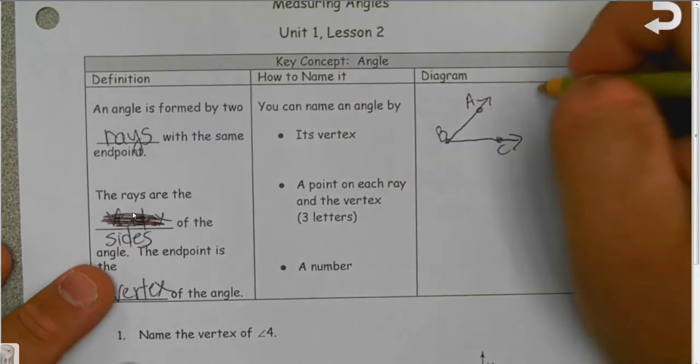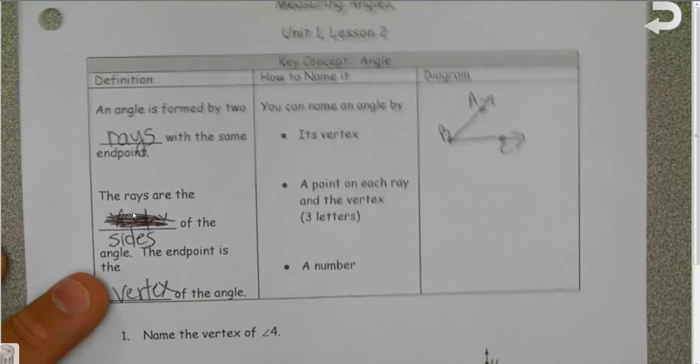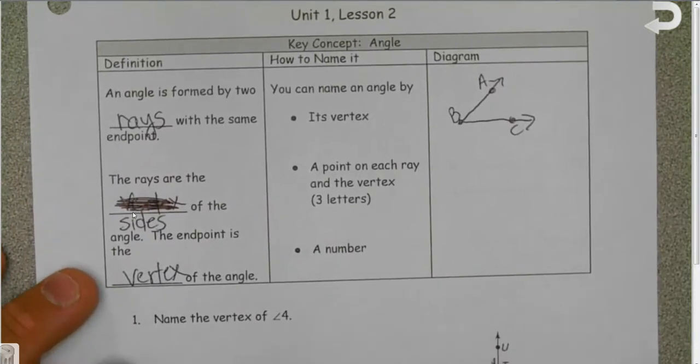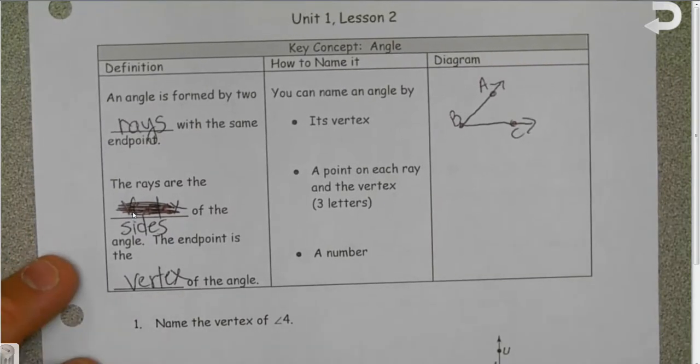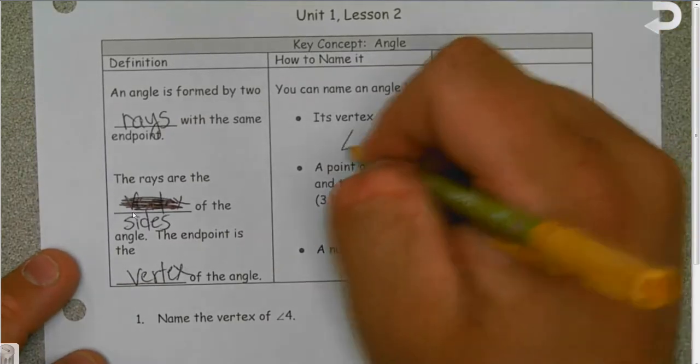So, I have ray BA and I have ray BC, and I've made angle ABC. Now, there are three ways that you can name an angle. You can name it by its vertex. So the angle at right is angle B.